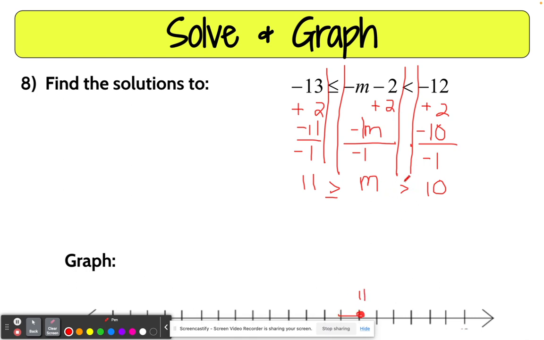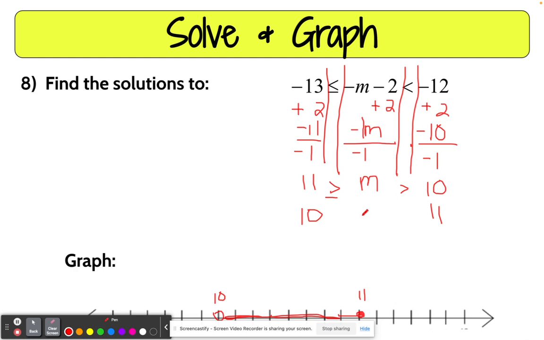I'm also saying that m has to be greater than 10. I put 10 about here. I'm going to do an open circle. And numbers greater than 10 are this way. So it is an and, but it's not written correctly. And you'll see that my smaller number's on the left and my bigger number's on the right. We need to swap it. We're going to rewrite it so my 10 is on the left, my 11 is on the right.